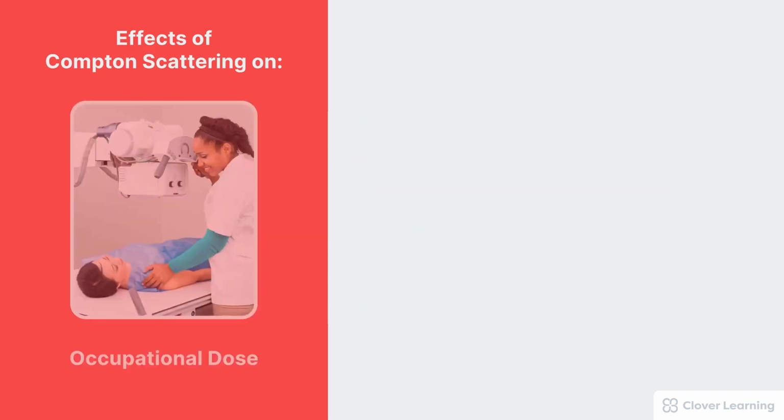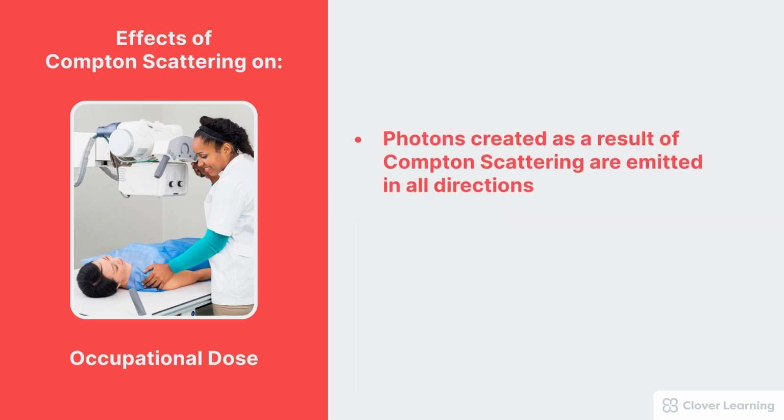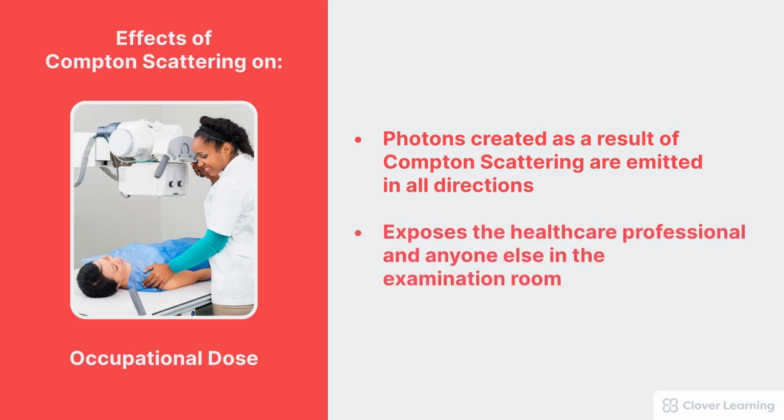Compton scattering also has a negative effect on occupational dose. The reason for this is because Compton scattering, according to its name, creates scatter. The scatter sometimes strikes the image receptor, but Compton scatter also strikes anyone standing in the examination room. In fact, Compton scattering is the number one source of occupational dose. This is because during any diagnostic imaging, the patient becomes a source of scattered radiation. Since photons created as a result of the Compton interaction process are emitted in all directions, they will expose the healthcare professional and anyone else in the examination room.